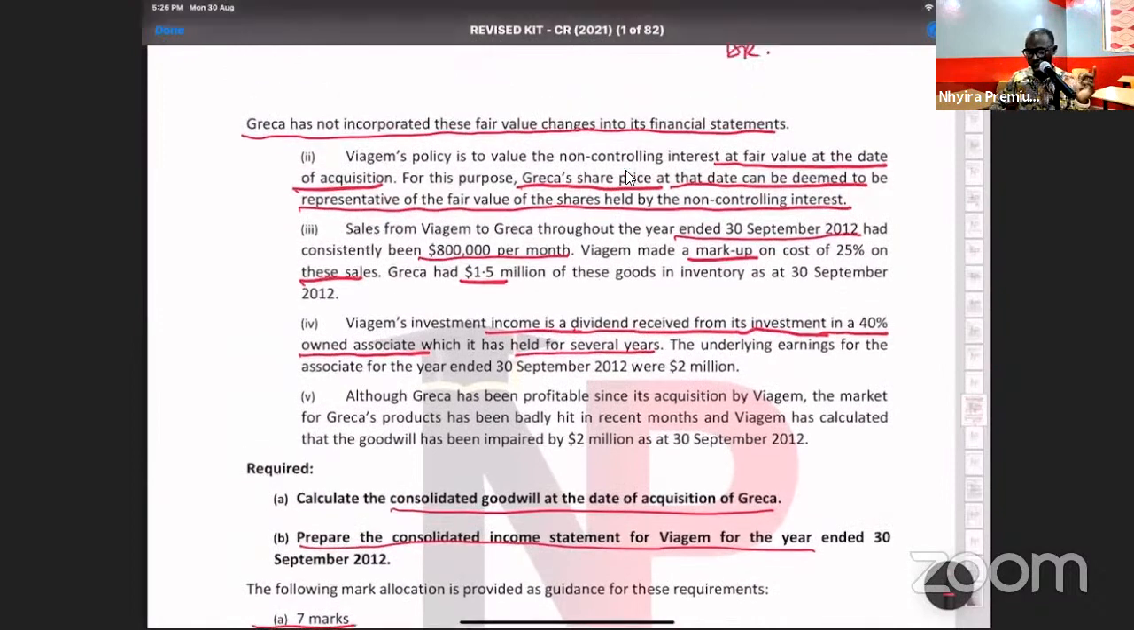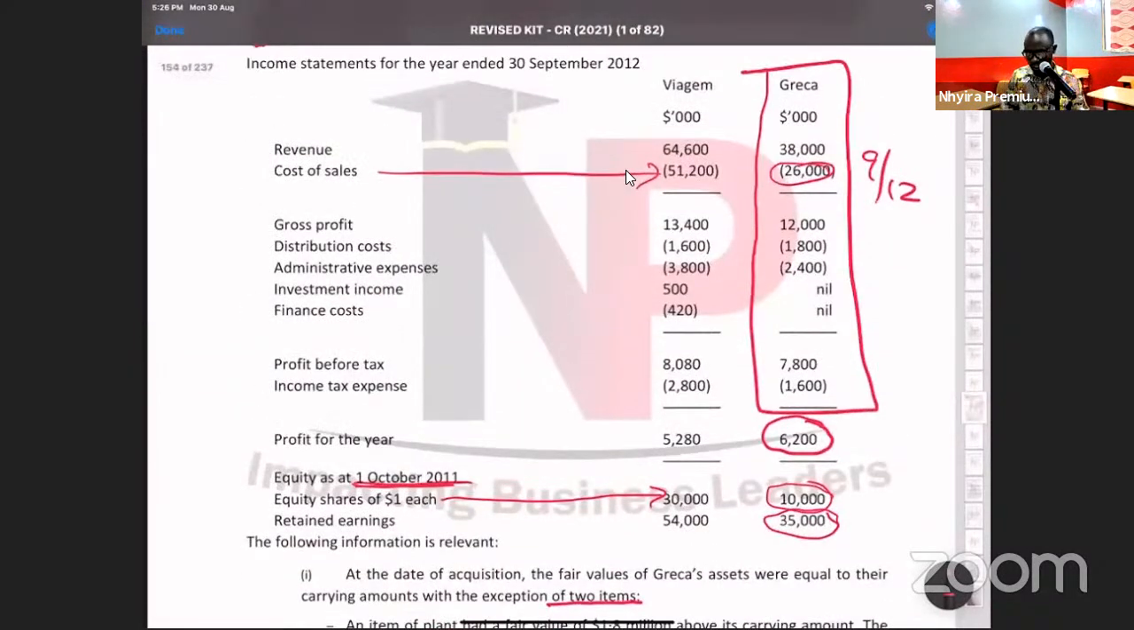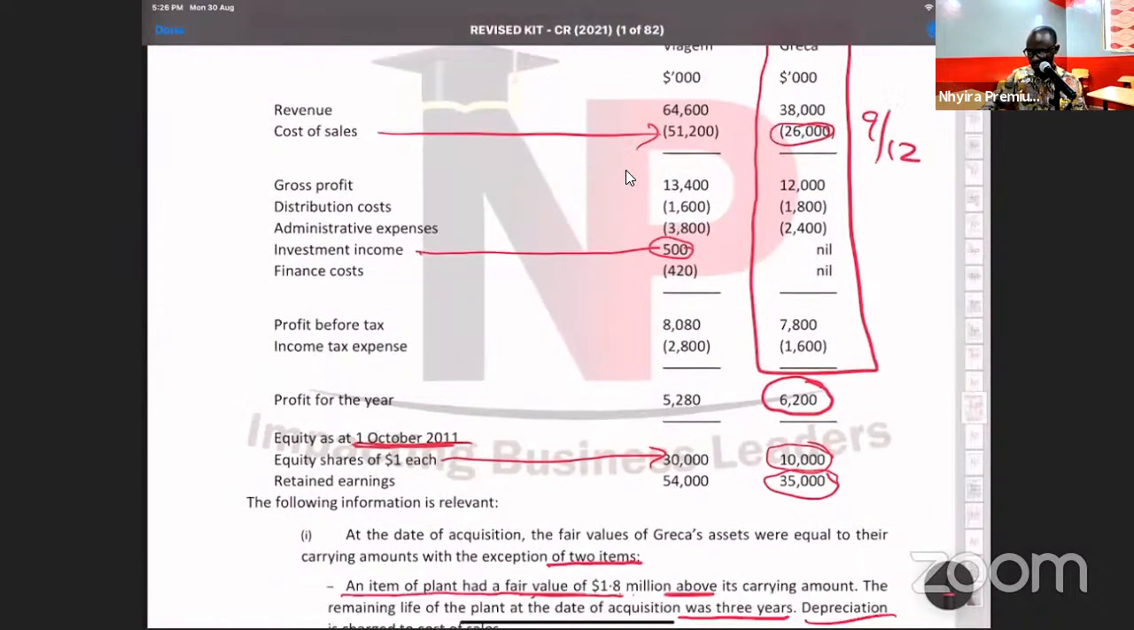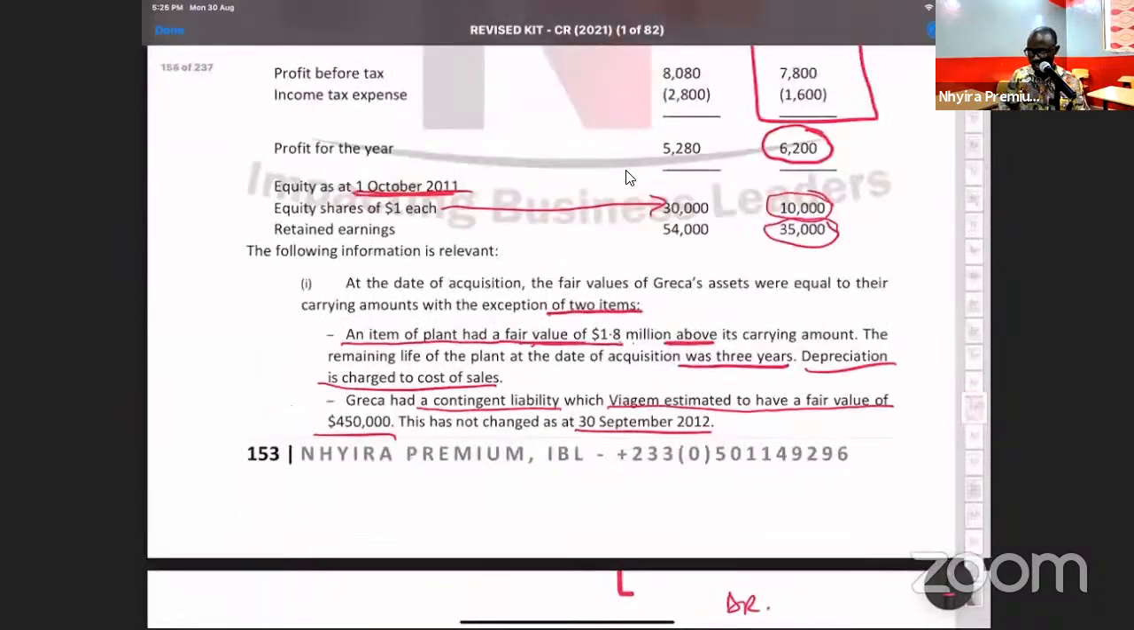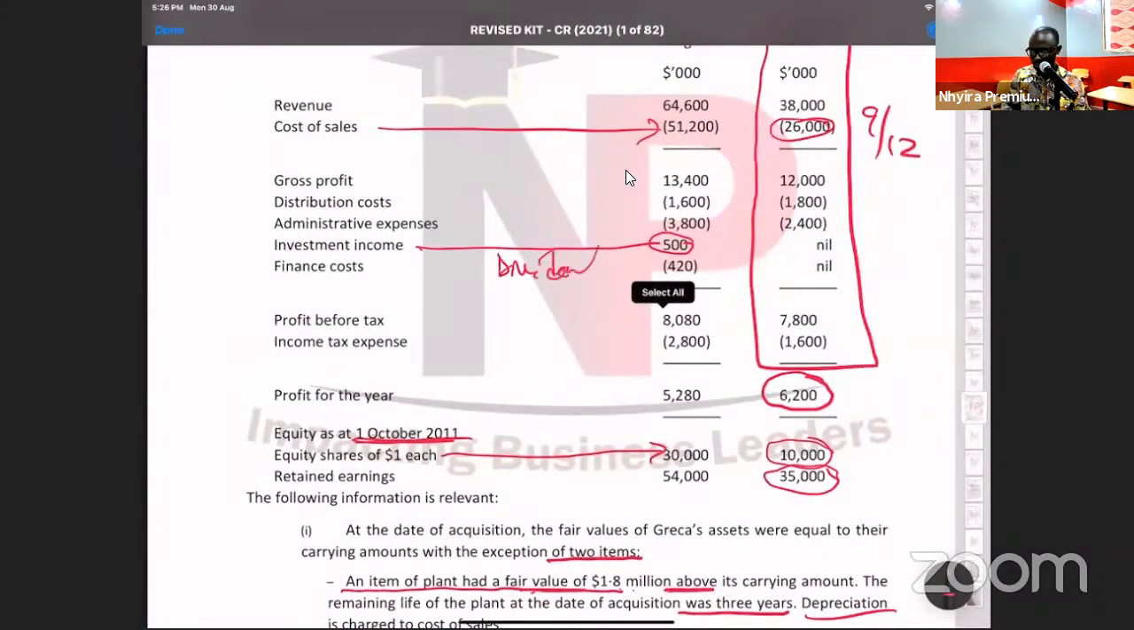If you remember our discussion, it means this investment income here of Via Gem, the 500, they have 40%. So the whole 500 is a dividend that they have received from their investment in the associate. But if you remember, I told you something, that in the income statement, it is not the dividend received that comes there. Instead, it is the share of profit that comes there, not the dividend.